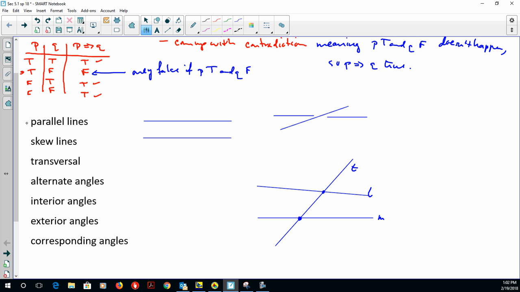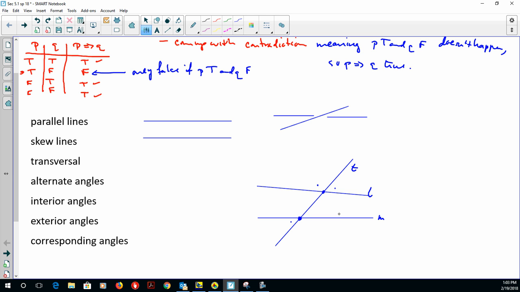Alternate angles are angles that are on opposite sides of the transversal. Interior angles are angles that are between the two lines. So interior angles would be those four right there. Exterior angles would be angles that are on the outside of these two. In other words, that's exterior, that's exterior. Those four are exterior angles.